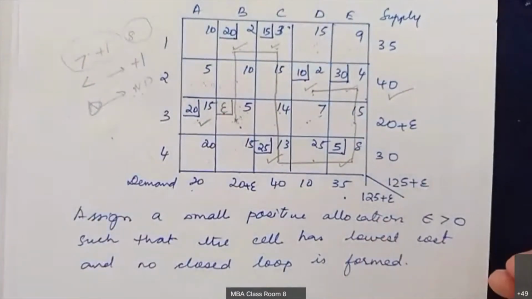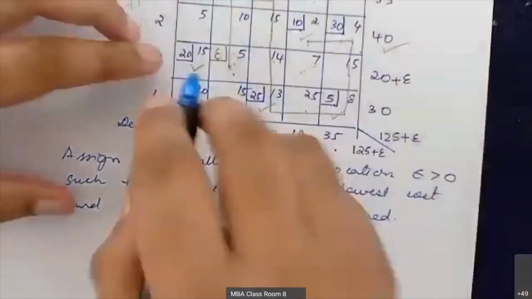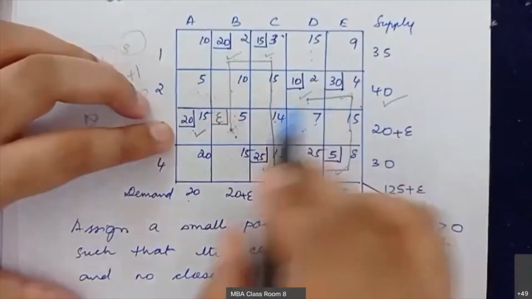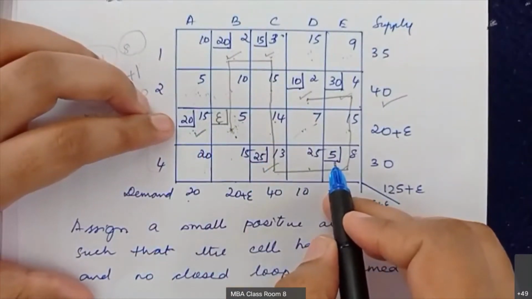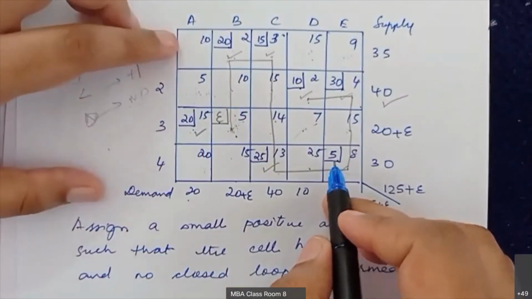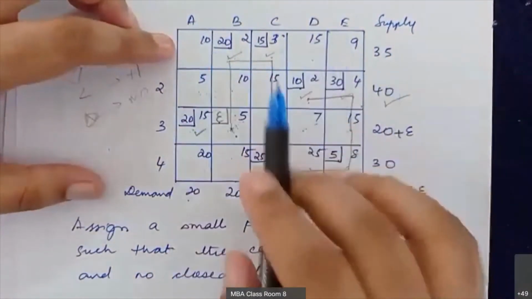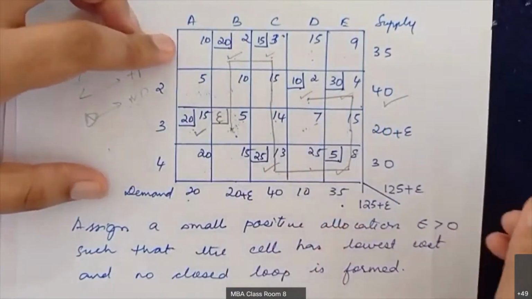Okay, once this much is done, now check for degeneracy. Now count the number of allocated cells here. We have 1, 2, 3, 4, 5, 6, 7 and 8. Okay, so number of allocations is equal to 8 and total number of rows plus columns minus 1 is also 8. So we have transformed this degenerate solution into a non-degenerate solution.